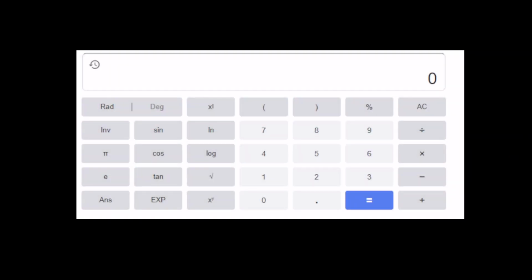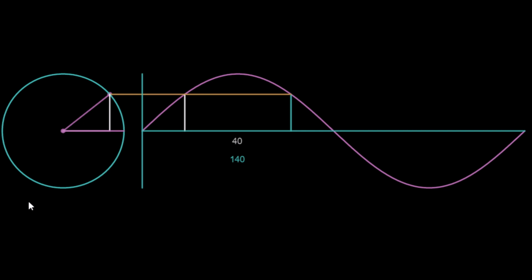So make sure that you're in degrees, and we're interested in the sine of 40 degrees, and that's going to give us a value of 0.6427. Now that should be the same as the sine of 140 degrees, which is 0.6427. So it does work. So we have two ways that we can remember this. We could remember the trigonometric identity, which is sine of theta is equal to sine of 180 minus theta.